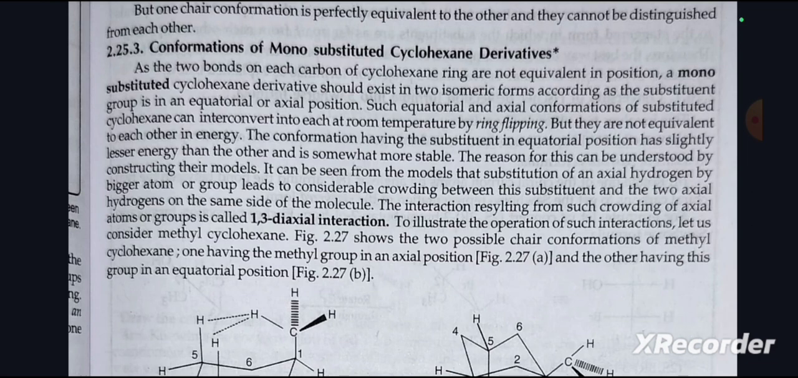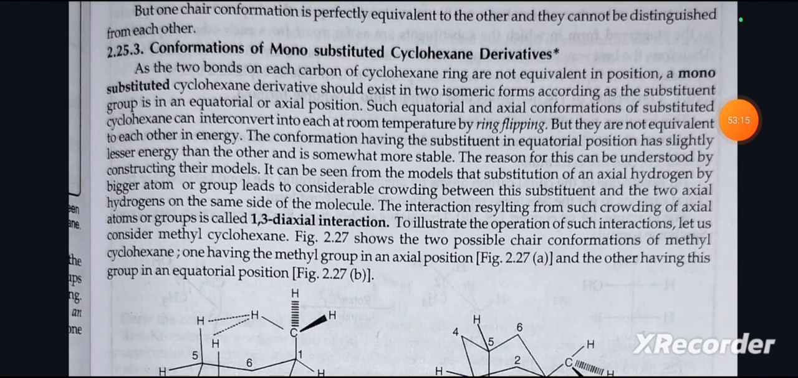The conformation having the substituent in the equatorial position has slightly lesser energy than the other and is somewhat more stable. The reason for this can be understood by constructing these models. It can be seen from the models that substitution of an axial hydrogen by bigger atoms or groups leads to considerable crowding between these substituents and the two axial hydrogens on the same side of the molecule. The interaction resulting from such crowding of axial atoms or groups is called 1,3-diaxial interaction.